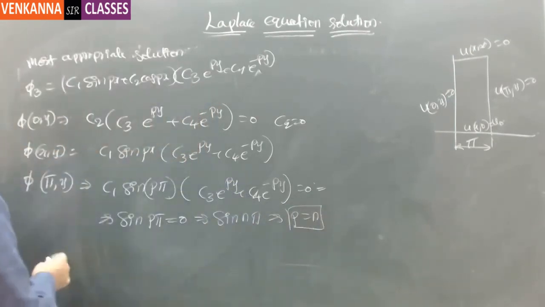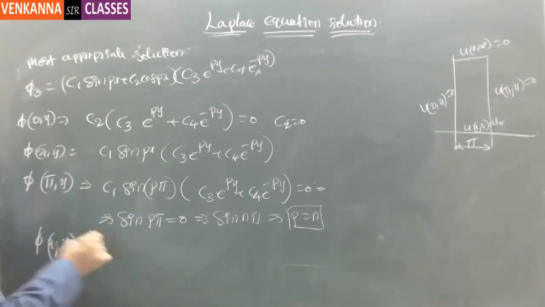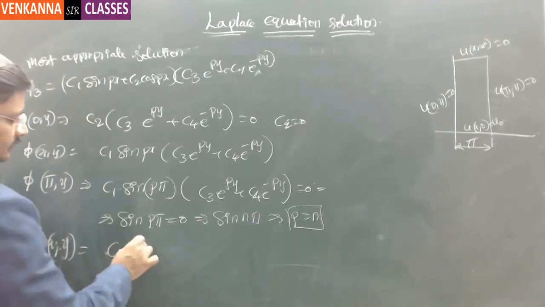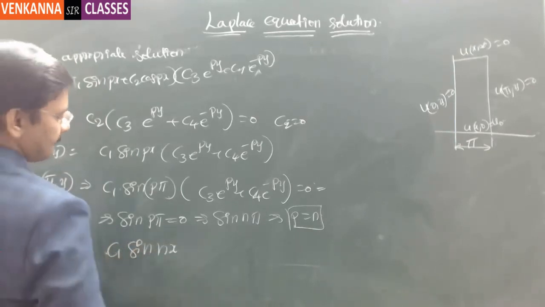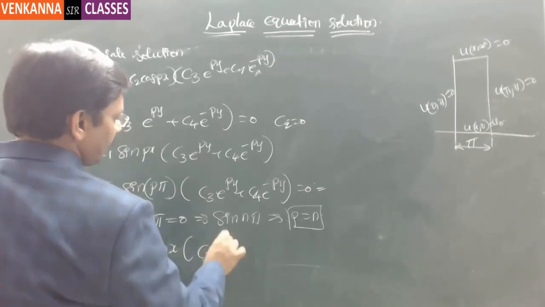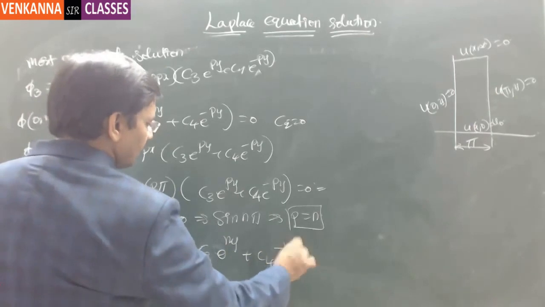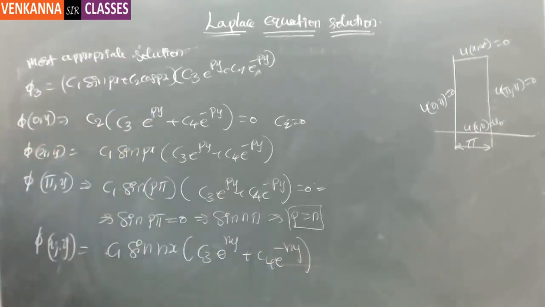Now if you replace that in the equation, phi of x comma y is equal to c1 sin nx into (c3 e power ny plus c4 e power minus ny). Right? So now we have got two different solutions. Then the other solution is u of x comma infinity.